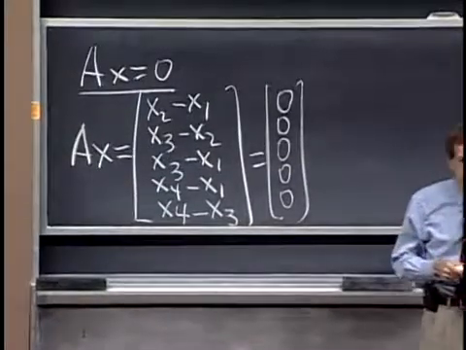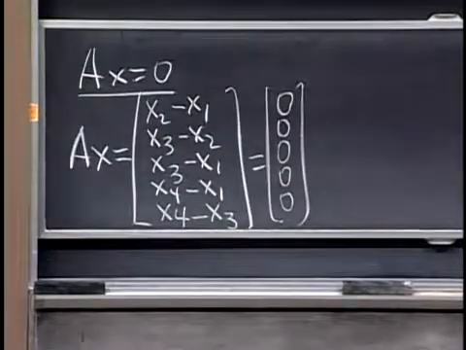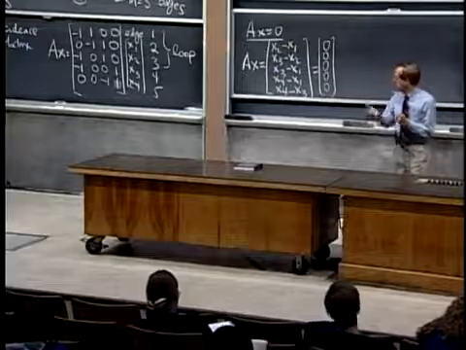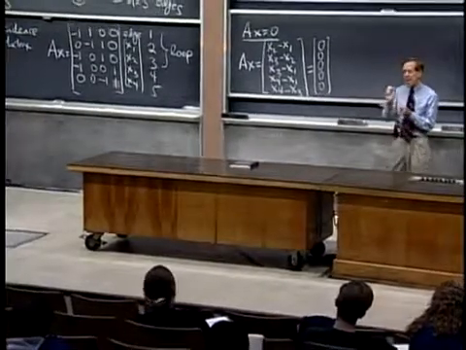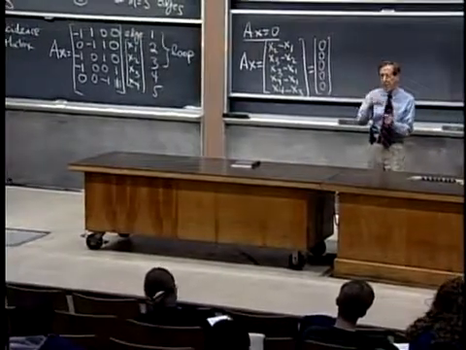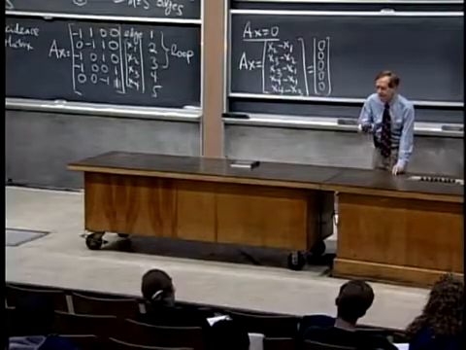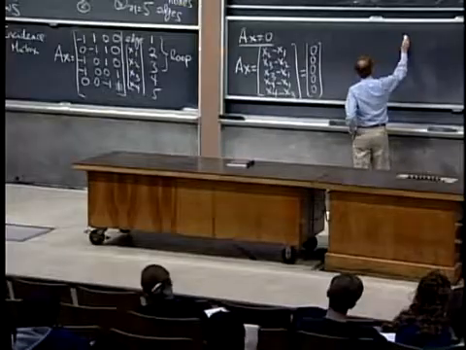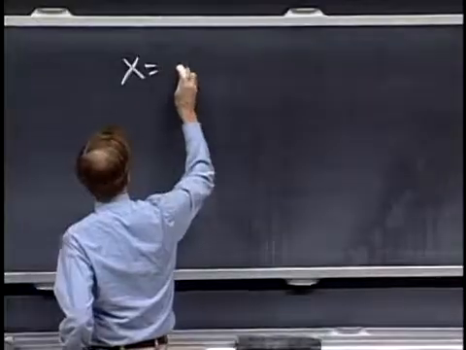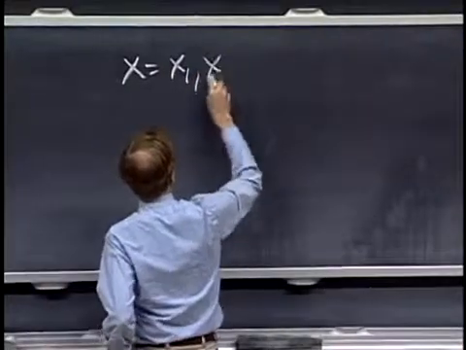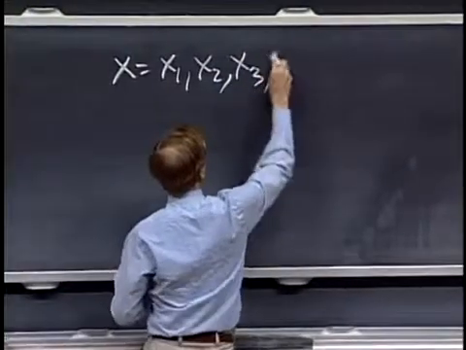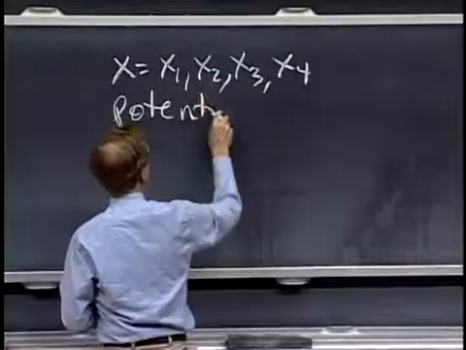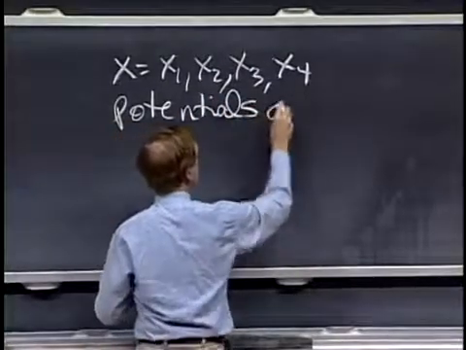Notice what that matrix A is doing. We've created a matrix that computes the differences across every edge. The differences in potential. Let me even begin to give this interpretation. I'm going to think of this vector x, which is x1, x2, x3, x4, as the potentials at the nodes. So I'm introducing a word, potentials at the nodes.